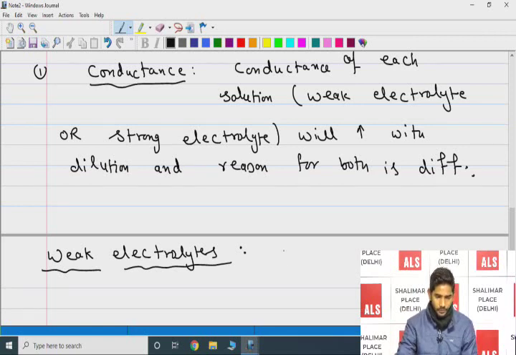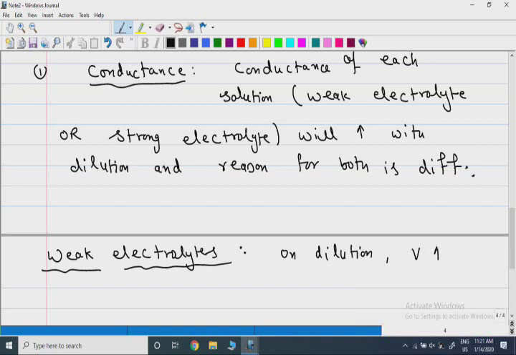And yes, you have to copy it: on dilution, volume V increases, alpha will also increase. It means the number of ions will increase, and along with this G will increase. So you can remember this one. I hope this is clear to everyone.